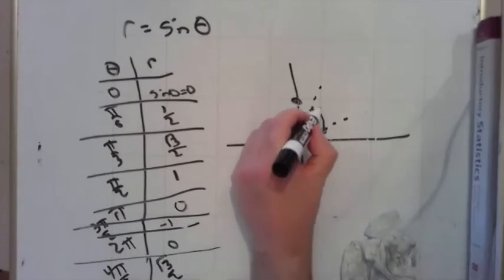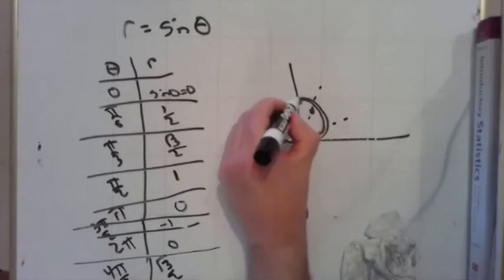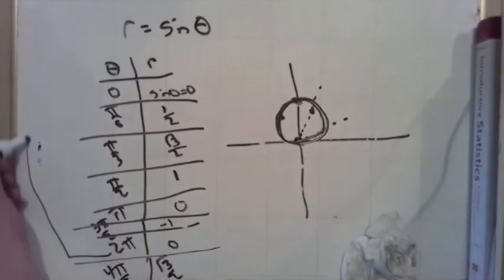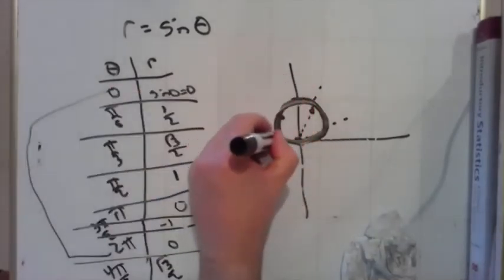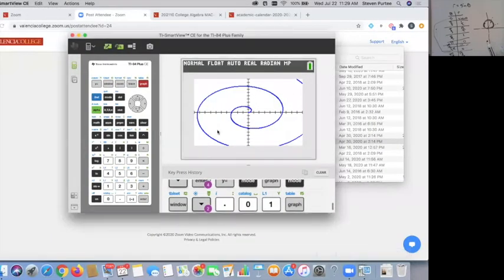What we're getting is something that looks like this and goes around twice. From 0 to 2π, from here to here, I've gone around this circle twice. We can see that on our graphing calculator. Again, it won't look like a circle because our scales are wrong. These calculators are crap. But you can still get the idea.